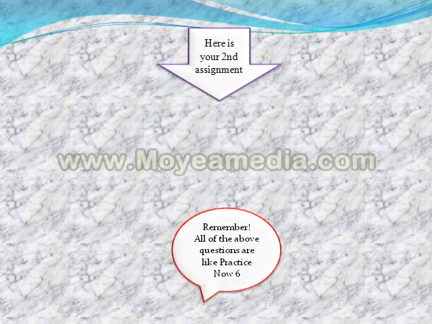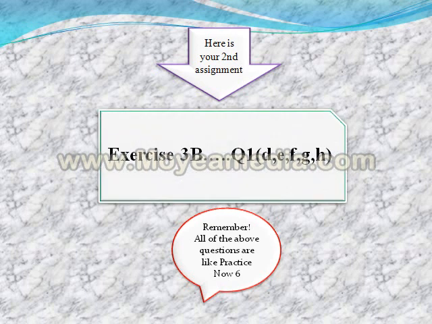And here is your second assignment of this second lecture, and it's going to be exercise 3B, question 1. Now go for these 5 parts: D, E, F, G, H. Definitely now you have to play with the signs also, a little bit tricky now, but still it's the basic level of this exercise. So it's going to be very similar to the one I explained to you already. I'm waiting for your responses.